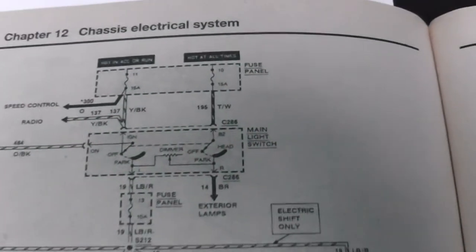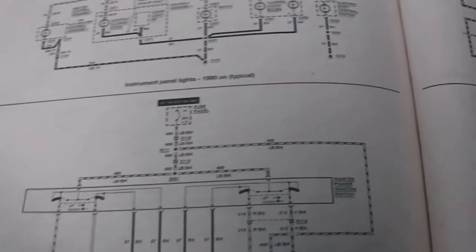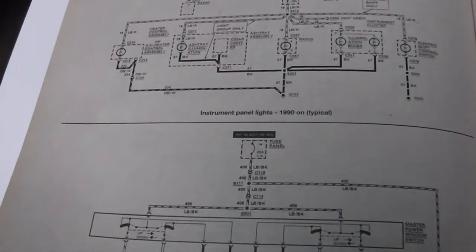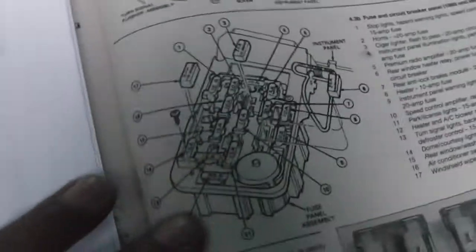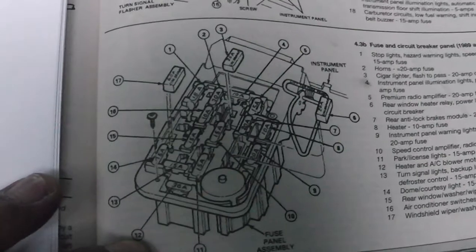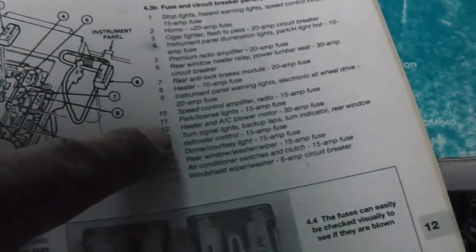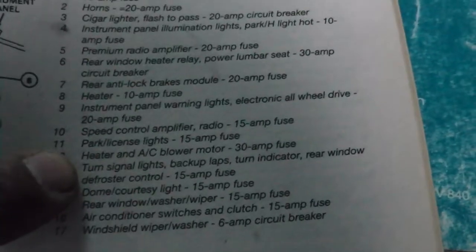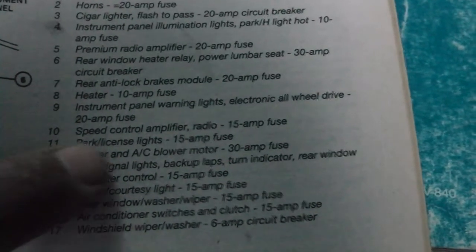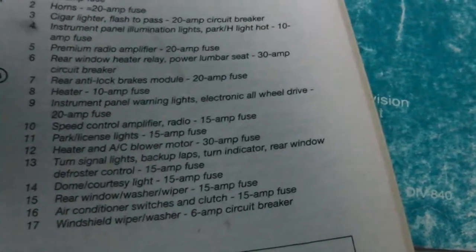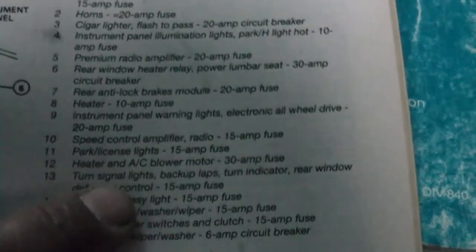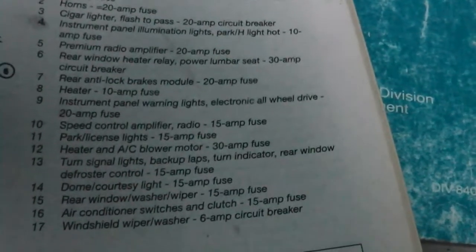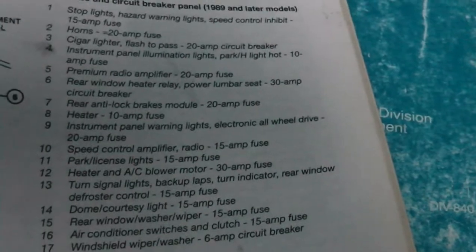Because they give you the numbers, somewhere in this manual there is a corresponding fuse box diagram with the corresponding numbers. I've already marked it so that we're not flipping through pages, but this is our fuse box diagram. So we want to look for that corresponding number 11, which is the park license lights. It's a 15 amp fuse that corresponds with our wiring diagram. And the one just above it is number 10, which is the speed control amplifier of the radio, and that's also a 15 amp fuse. We're not interested in number 10, it looks like, because that doesn't have anything to do with the lights.